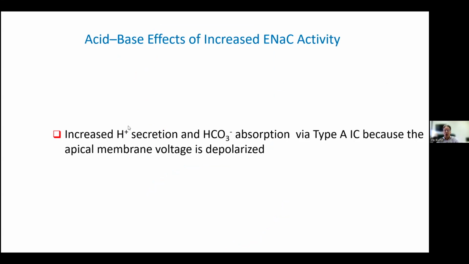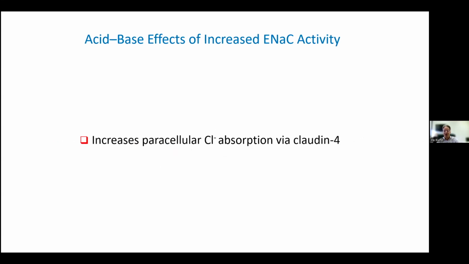So the reason here, or one of the reasons we get increased H secretion and bicarbonate absorption, is because we've depolarized the apical membrane voltage in these patients by having excess sodium entering through ENaC. And therefore we have enhanced proton secretion by the type A intercalated cell.